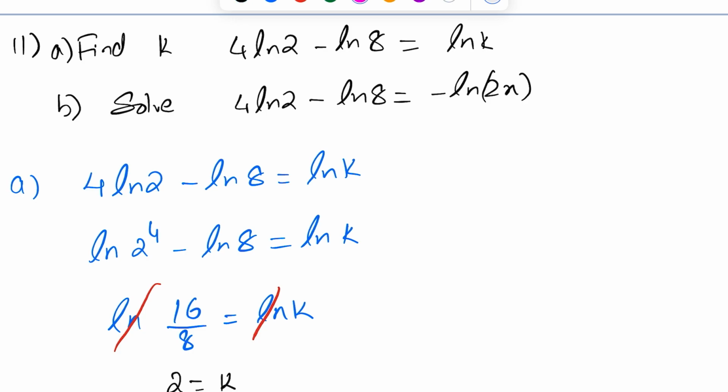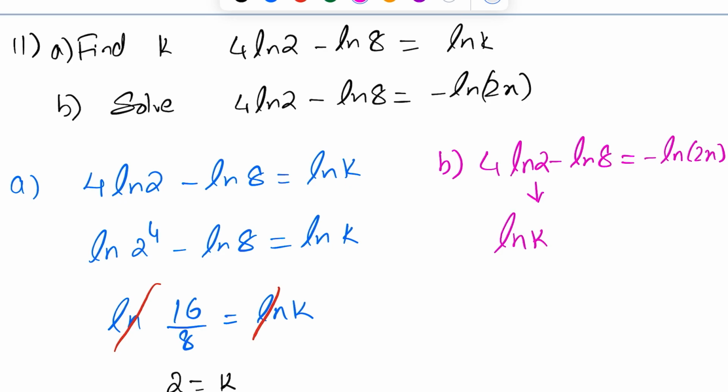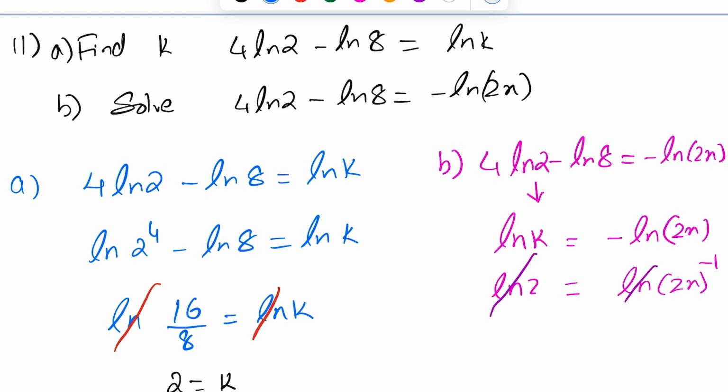Now coming to part B: 4 ln 2 minus ln 8 equals minus ln 2x. This is nothing but ln k equals minus ln 2x. Ln k value is 2, so 2 equals minus ln 2x. That minus, take it to the power, so it becomes ln 2x to the power of negative 1. Ln and ln can be cancelled. So what will I be getting? 2 equals 1 upon 2x. 4x equals 1. So x equals 1 upon 4.